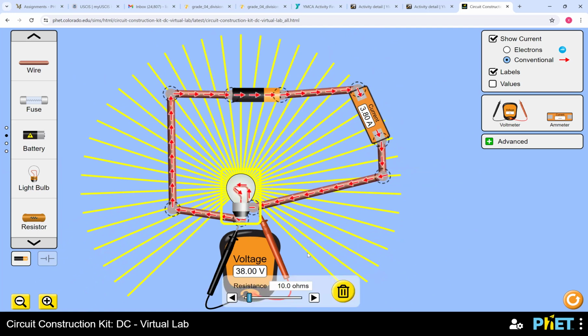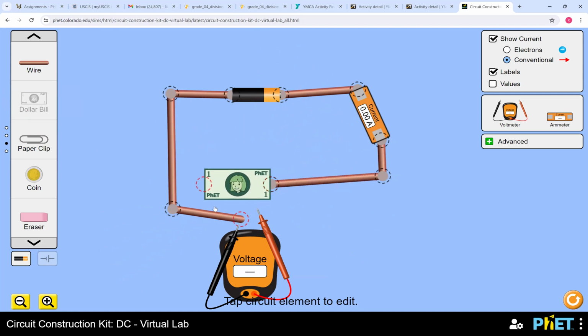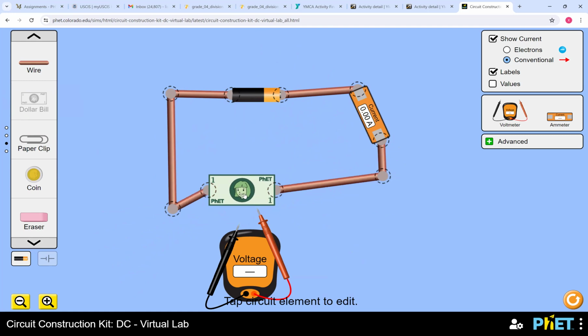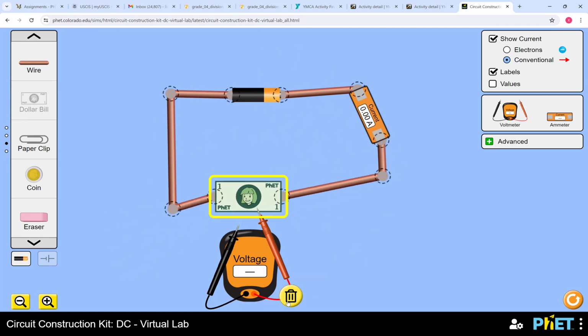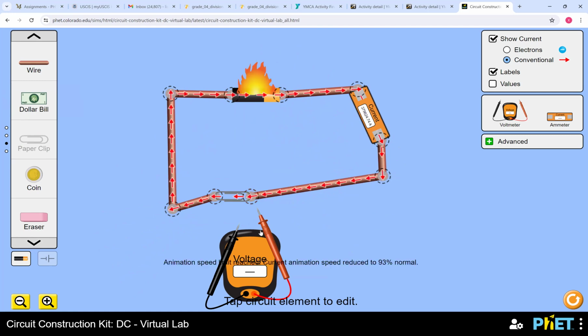You can click on the light bulb and you can delete it. Okay, so we are going to replace the light bulb with something else. I want you to try all the things here. So you can put a dollar bill here to see what is happening to the dollar bill, and describe what you see. And then you can click on the dollar bill, remove it, and replace it with a paper clip. And you can see what is happening, okay?